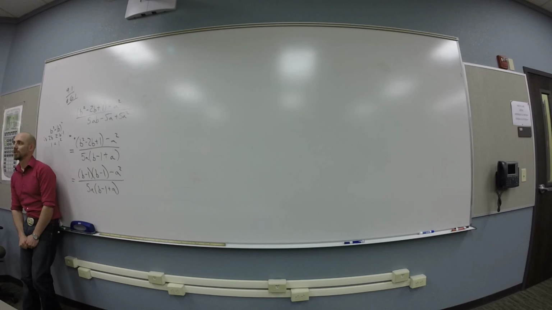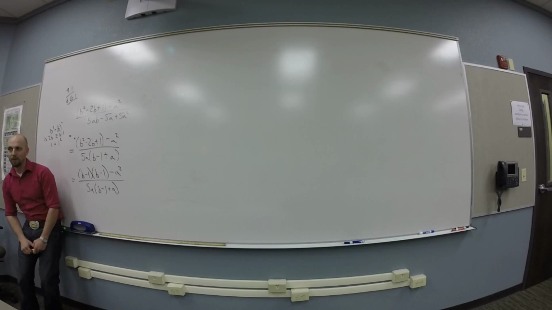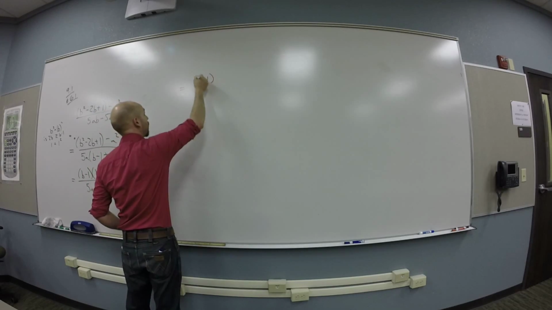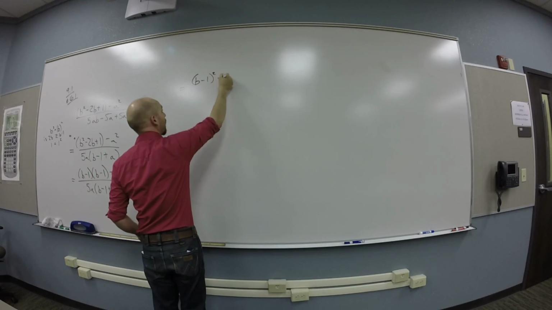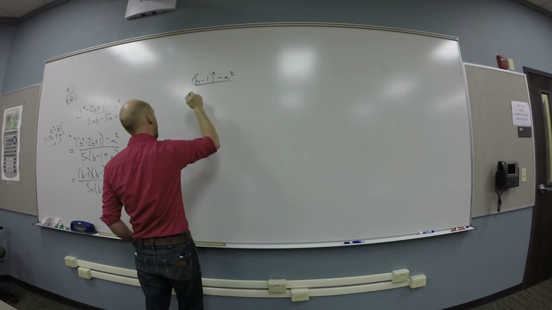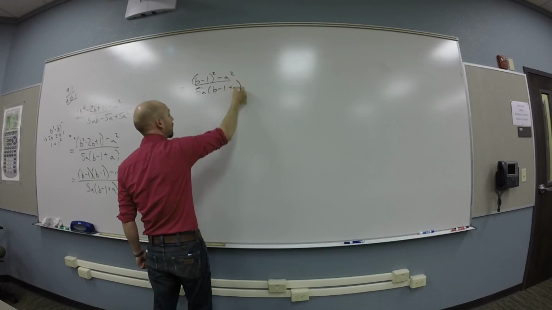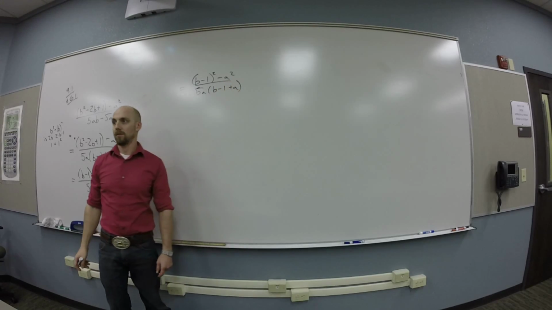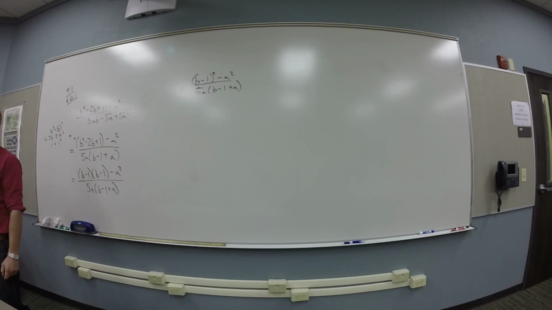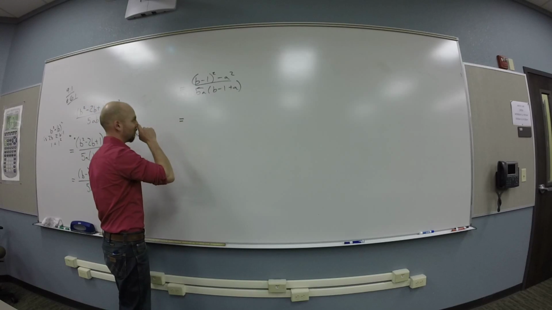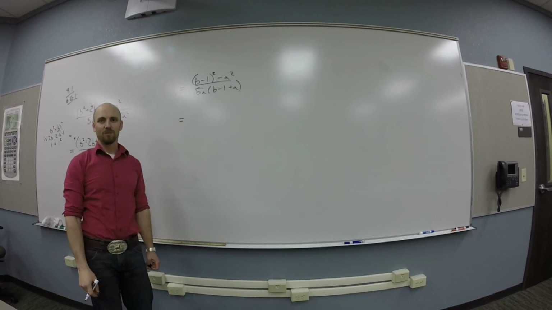What you can do is notice that the top is difference of squares now. You see that? Maybe not right here. How about if I rewrote it as b minus 1 squared minus a squared over 5a times b minus 1 plus a. You guys see the difference of squares now? Okay, so what do you get when you factor that into difference of squares?